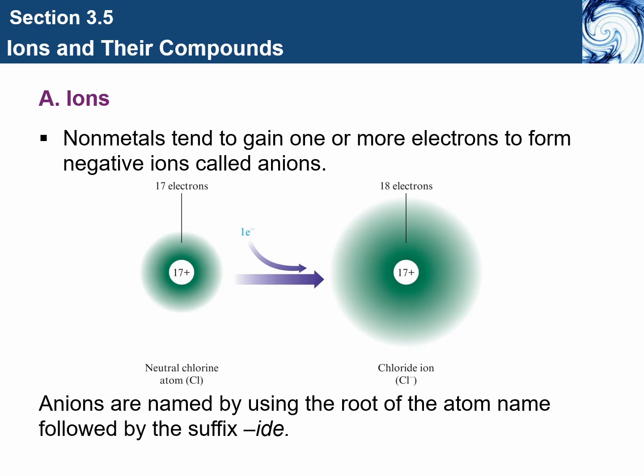As with cations, the forming of an anion does not change the element because we don't touch the protons. The change of the charge comes entirely from changing the electrons.